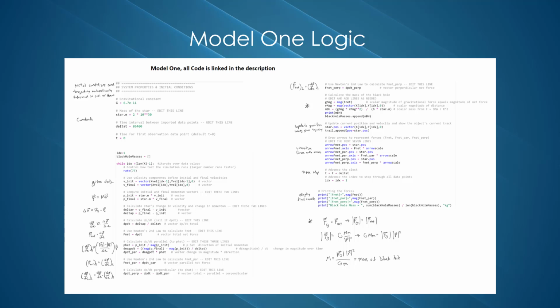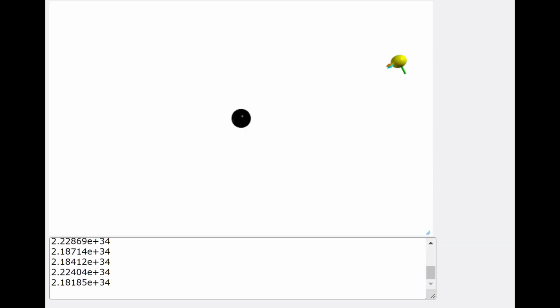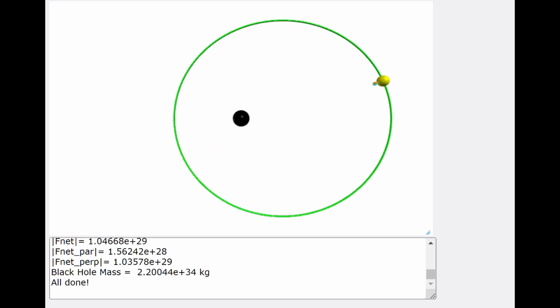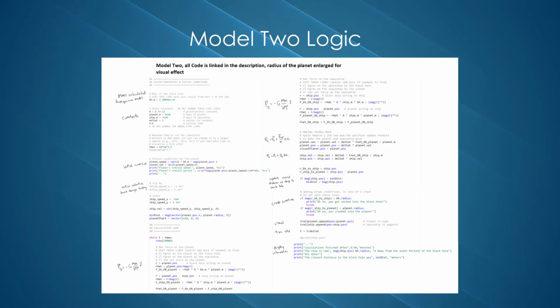Next up, we calculate the mass of our black hole using the formula for the magnitude of the gravitational force, and then we update all of our positions and visualize our arrows. And at the end, we will print the mass of our black hole. For Model 2, we first have our initial conditions, and then we repeatedly calculate the force due to gravity.